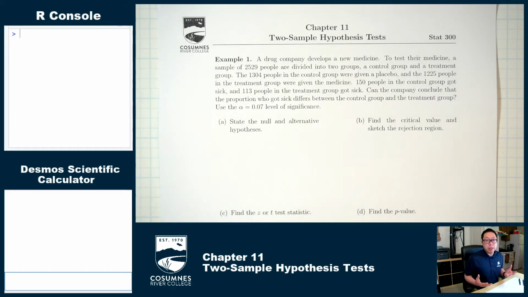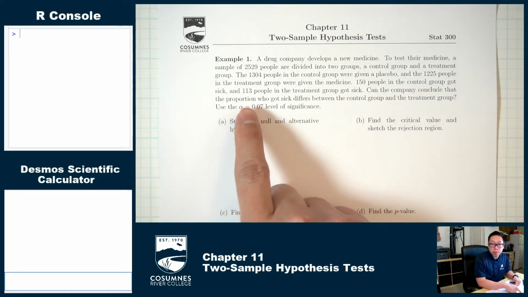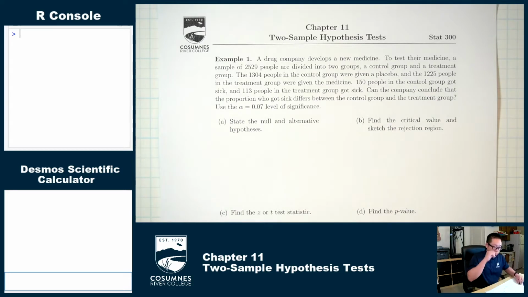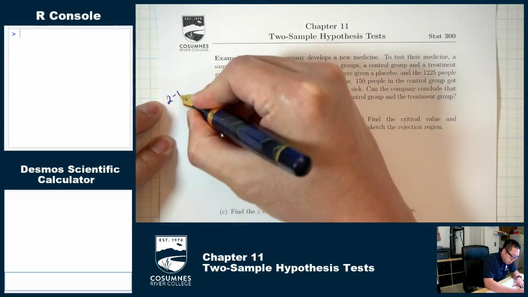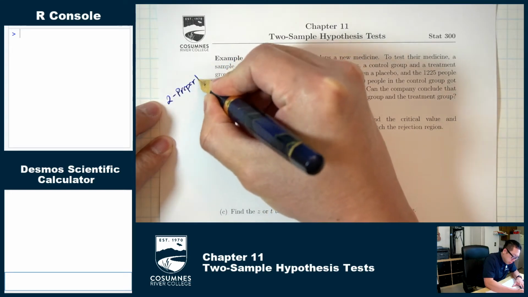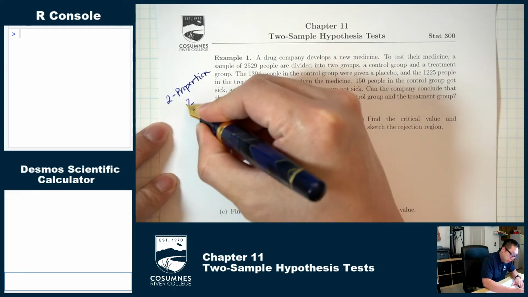So this is definitely going to be a two sample hypothesis test, right? We have two groups, the control group and a treatment group. Question is, is this a proportion or is this a mean question? Can a company conclude that the proportion? So this is definitely a proportion. And in fact, it's going to be a two proportions. And then to remind myself, for proportions, I should be using Z throughout the problem.